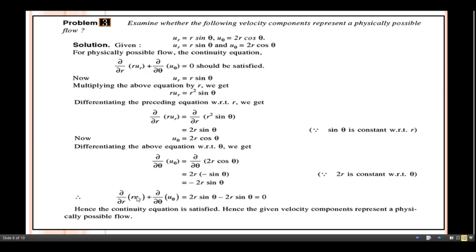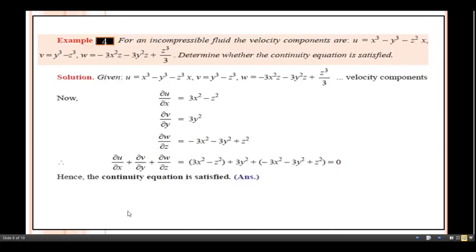So what about this term, ∂/∂r of r u_r? This term is already with us, 2r sin θ. What about the next one? Minus 2r sin θ. If you see here, the first term and this term are the same, so this minus this, we get 0. Hence the continuity equation is satisfied. Hence the given velocity components represent a physically possible flow. So let us proceed to the next problem.